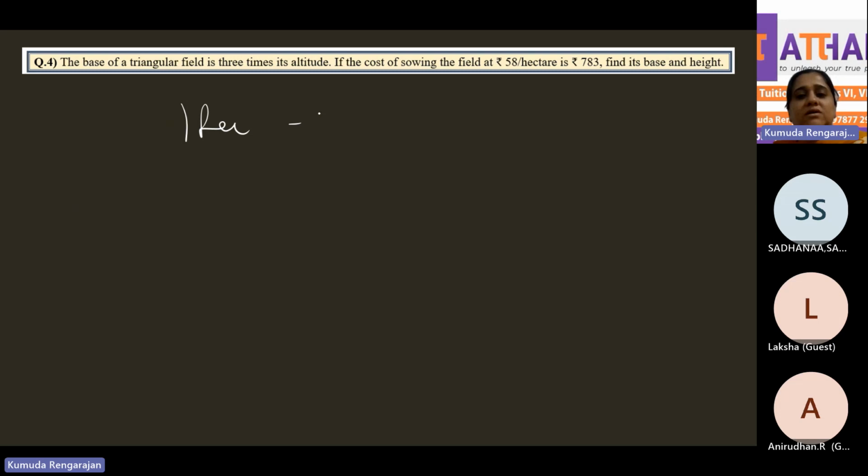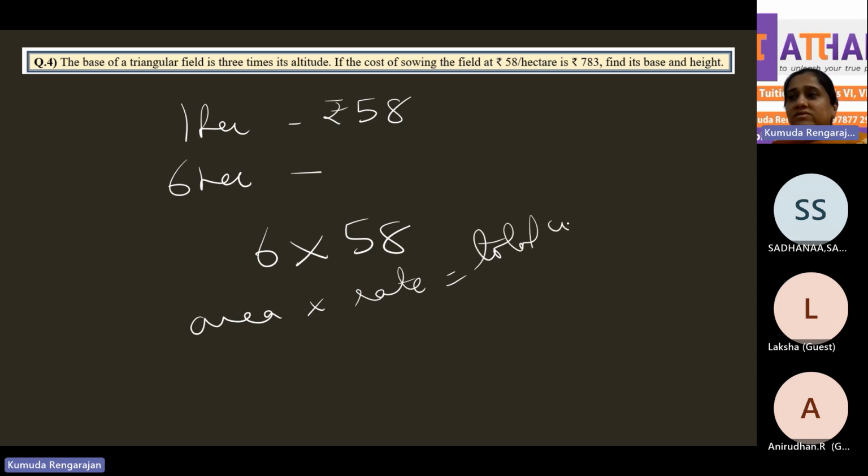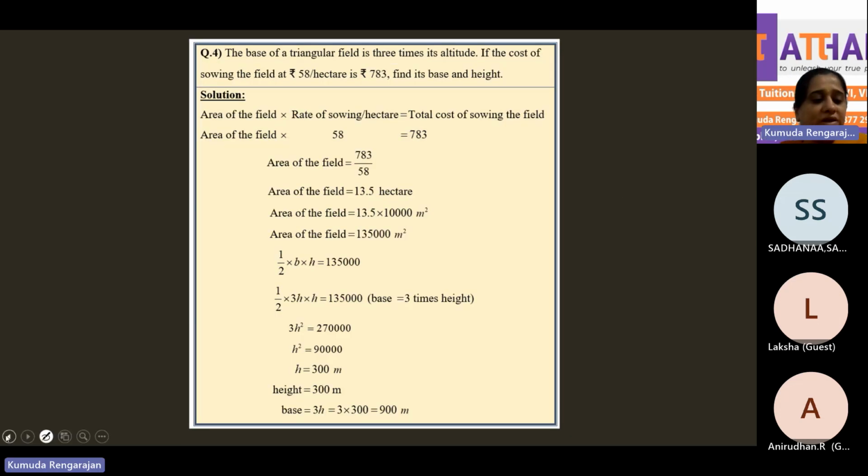One hectare is 58 rupees. Your field has an area of 6 hectares. So how much will it be to sow seeds in 6 hectares? 6 hectares into 58 rupees. So the area into the rate will be the total cost of sowing. That's what I've written here. Area of the field into the rate of sowing is equal to the total cost of sowing.